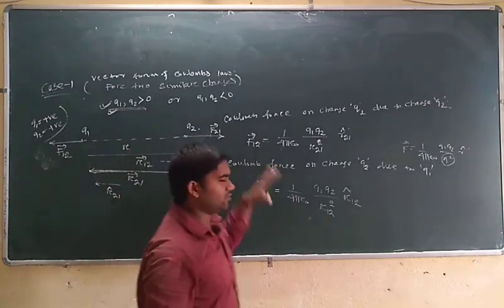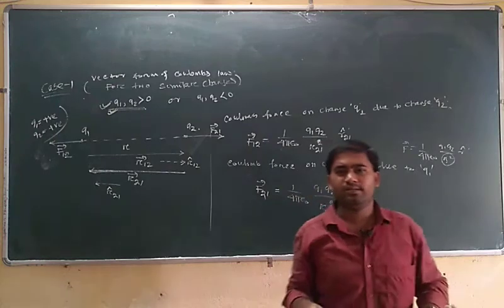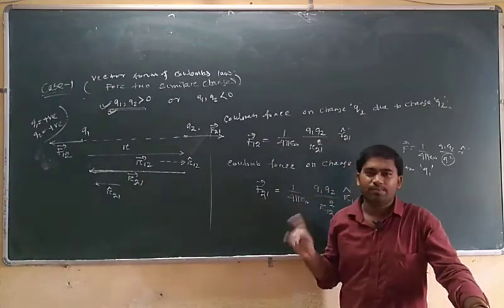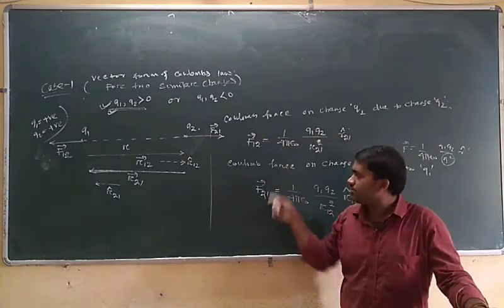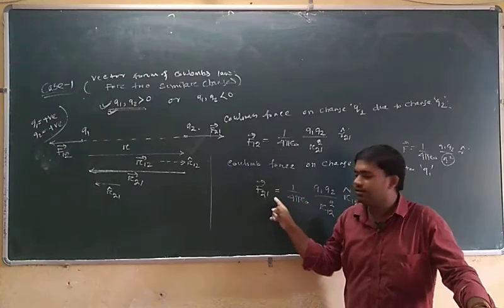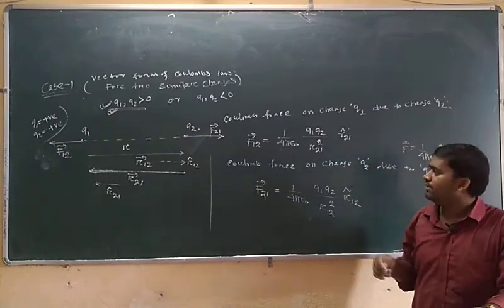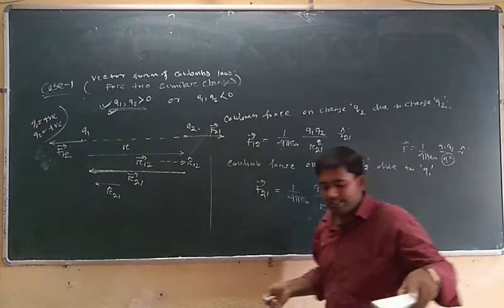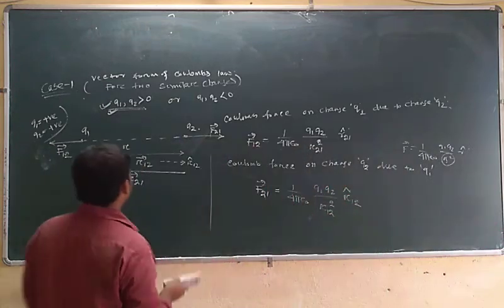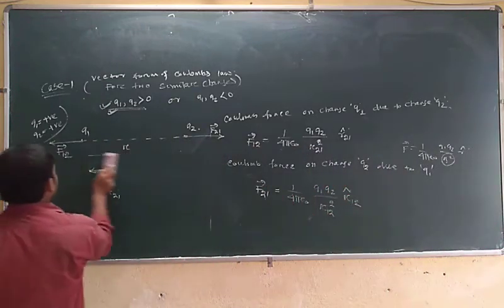Now what is the relation between F21 vector and F12 vector? We have to take just a relation between both the vectors F12 and F21, and when we take the relation between them, we can observe here.